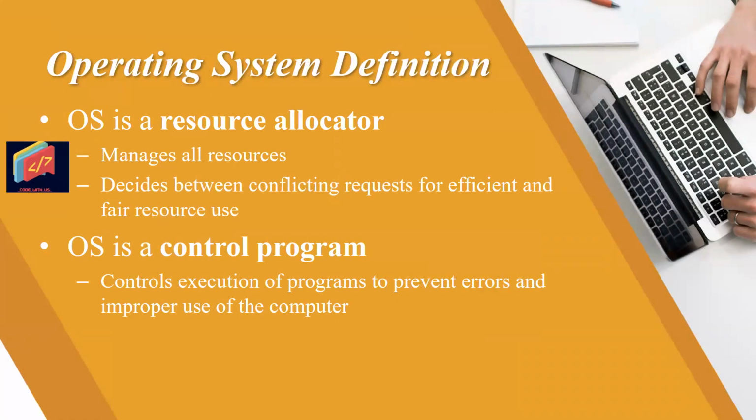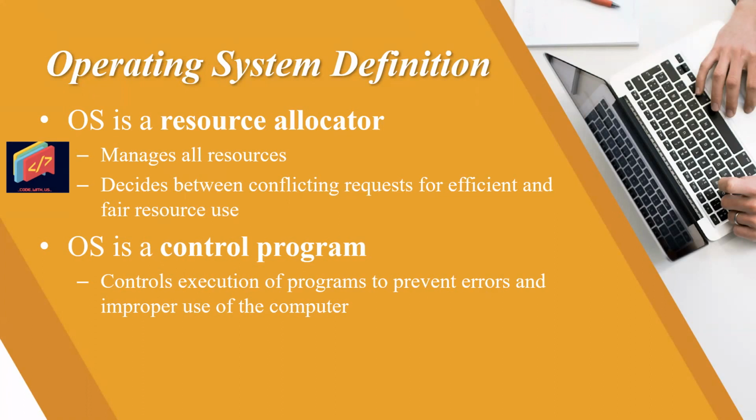So generally, what would the operating system goals be like? Execute user programs and make solving user problems easier. It makes the solving of user problems easier and makes the computer system convenient to use. We can use the computer hardware in an efficient manner. These are the operating system goals.